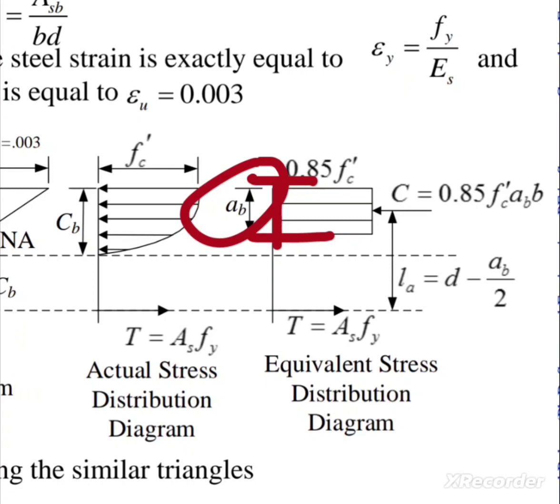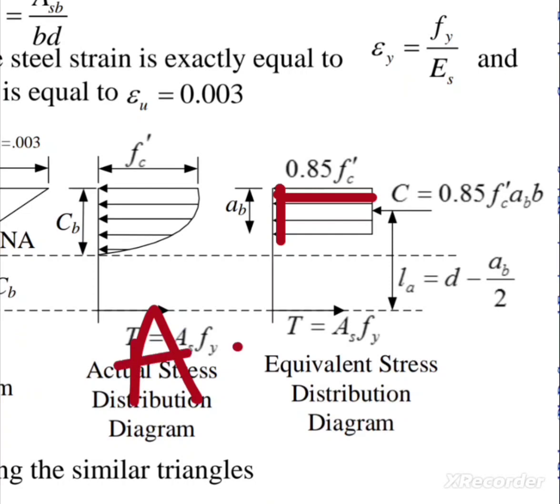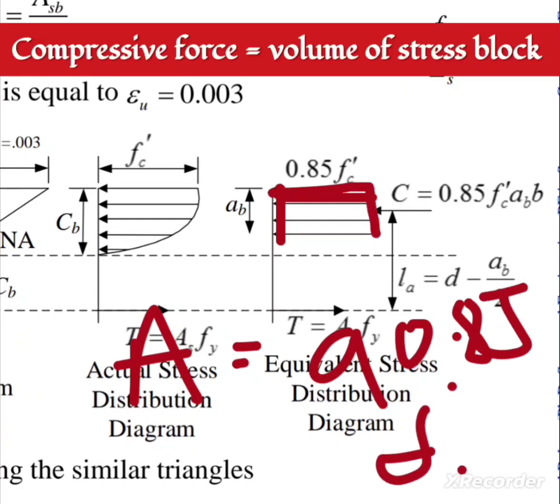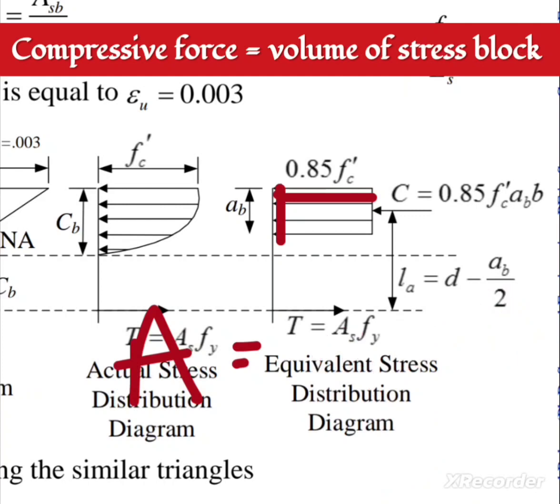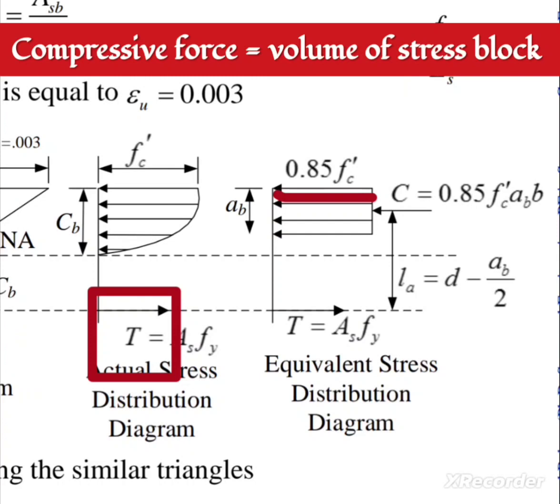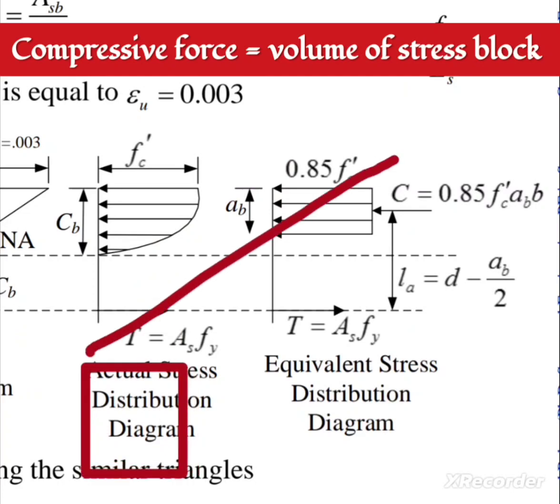What will be the magnitude of this compressive force, since there will be compression? Due to compression there will be a compressive force. It is given by Whitney, which is equal to the volume of this block, not area. Since this is the length and this is the depth, multiplying gives A multiplied by 0.85 f'(c). I only found this area. Whitney told that the compressive force will be equal to the volume of this block. What will be the volume of this block? I want to make a 3D, three-dimensional view of this diagram, so it will look like this.